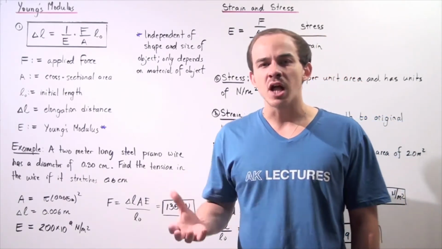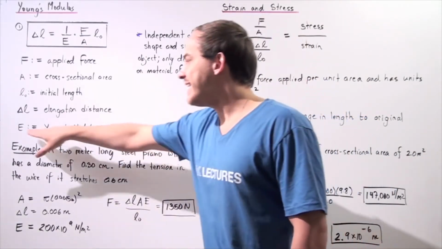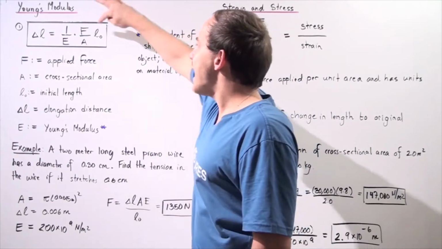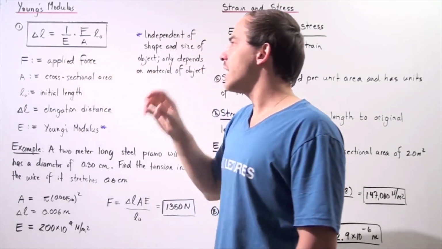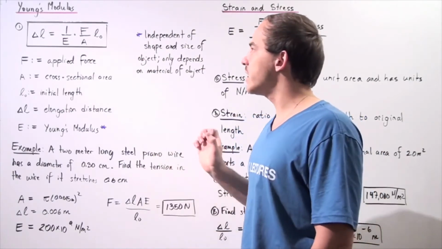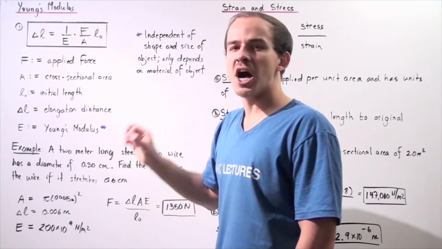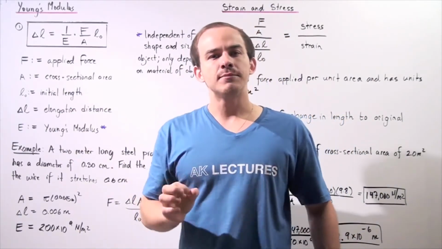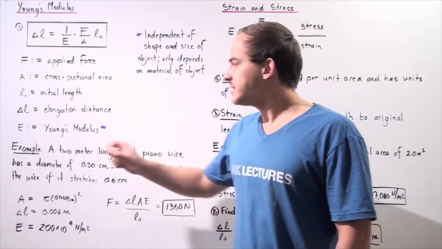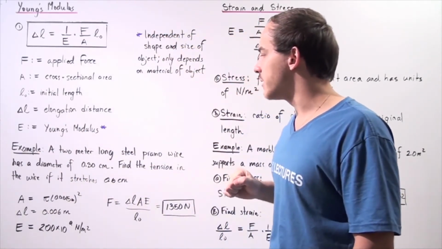For example, marble objects and steel objects will have different E values. F is simply the force we apply on the object, A is the cross-sectional area of the object, and L0 is simply our initial length of the object before the object stretches. So let's look at the following example in which we're going to apply this formula.